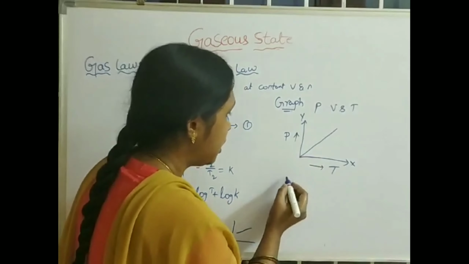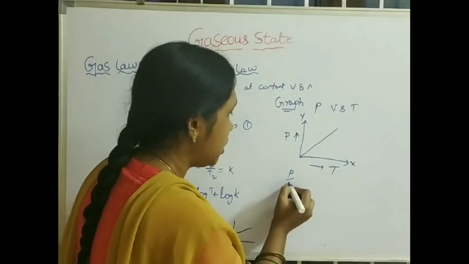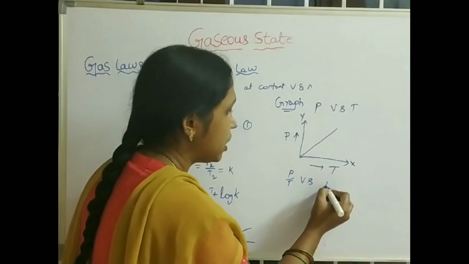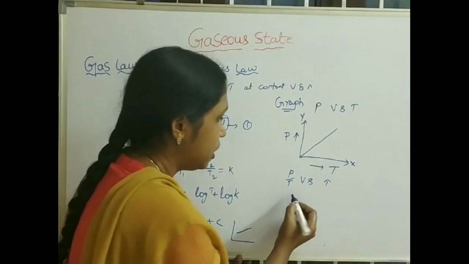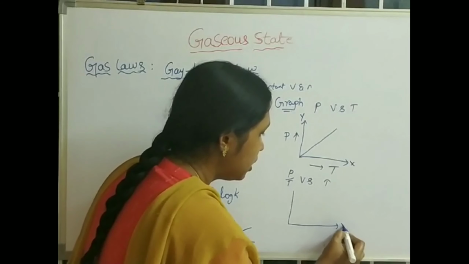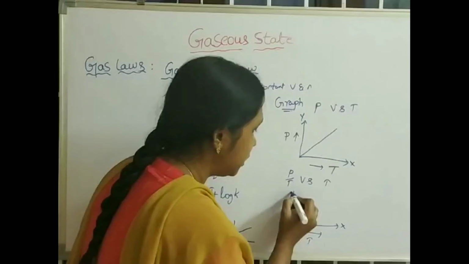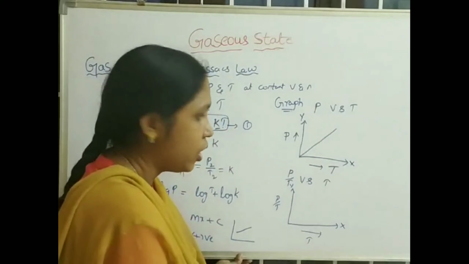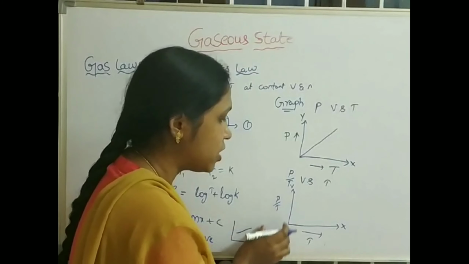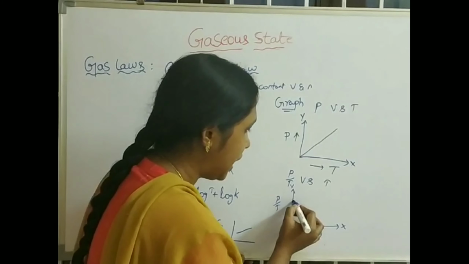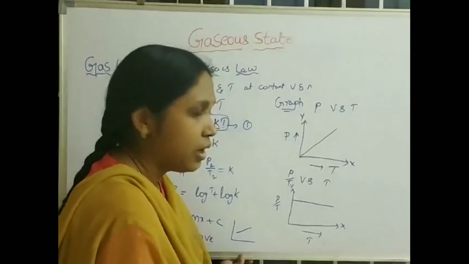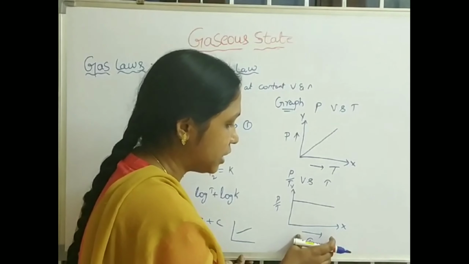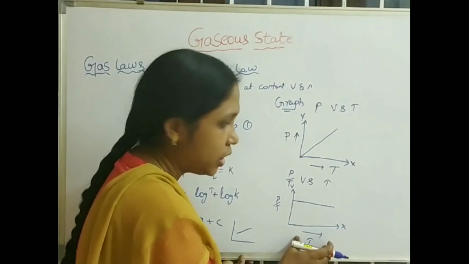Next, draw a graph for P by T, that means the division of pressure and temperature. Take temperature on the x-axis and on the y-axis take the division of pressure and temperature. What happens? The ratio of pressure and temperature is constant. So you will observe a line that is horizontal to the x-axis. That means whatever factor we are taking, either temperature or pressure.